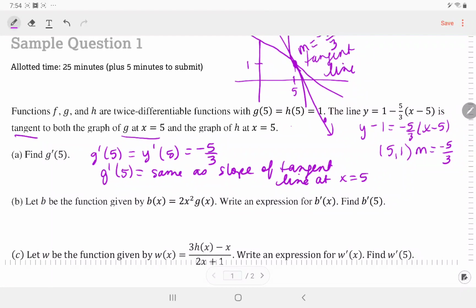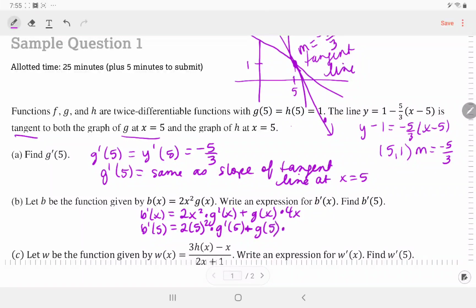Okay. B be the function given by that, find an expression for B prime. Okay, so B prime, I'd use the product rule, so 2x squared times G prime of x plus G of x times 4x. And then I want B prime of 5, so that's 2 times 5 squared times G prime of 5 plus G of 5 times 4 times 5. Okay, so that's 2 times 25. G prime of 5 was negative 5/3, plus G of 5 was 1, I believe, and then times 20.